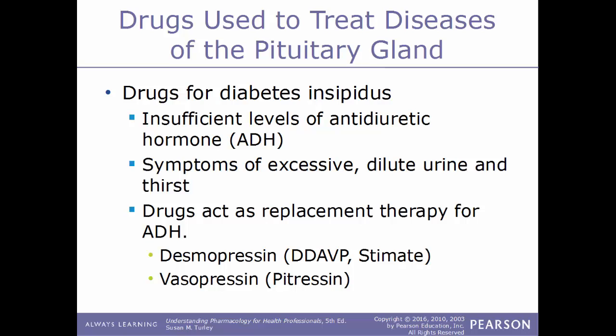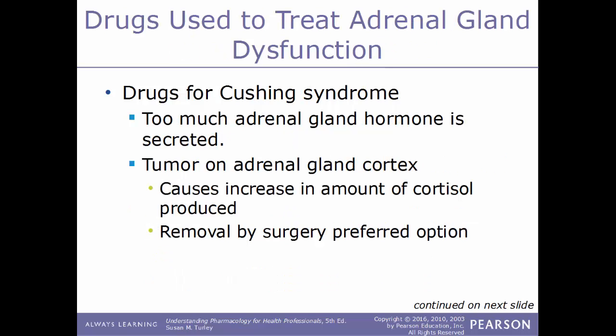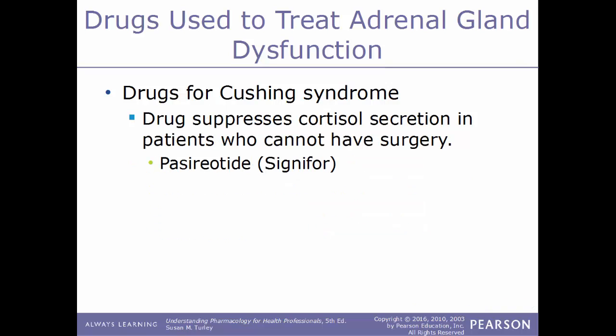Now we'll talk about drugs that are used to treat dysfunction of the adrenal glands. One condition that can arise from adrenal gland dysfunction is Cushing syndrome. This is where you have too much adrenal gland hormone being secreted, and it's usually caused by a tumor on the adrenal gland cortex. This causes an increased amount of cortisol being produced, which over time can become very serious. The preferred option for treatment is having the tumor removed surgically. Drugs used to help treat Cushing syndrome suppress cortisol secretion in patients who cannot have surgery.